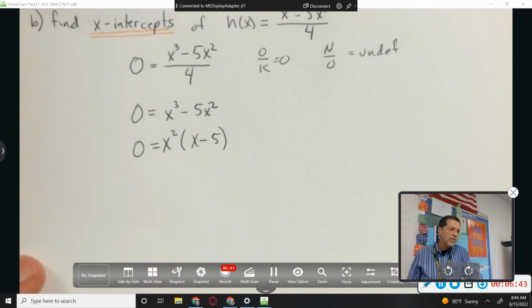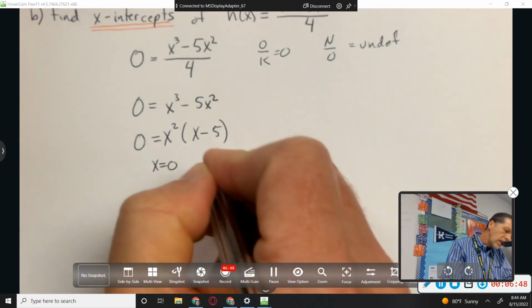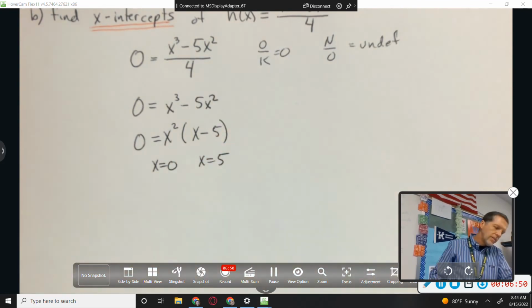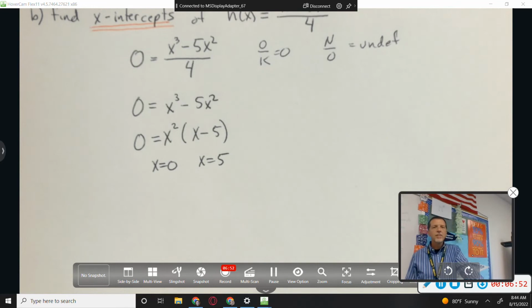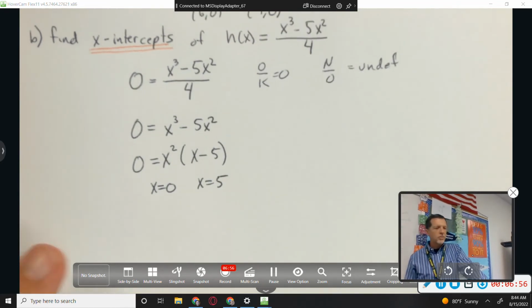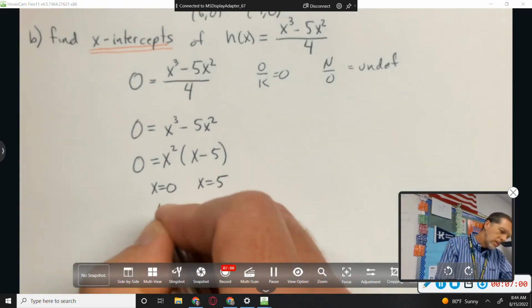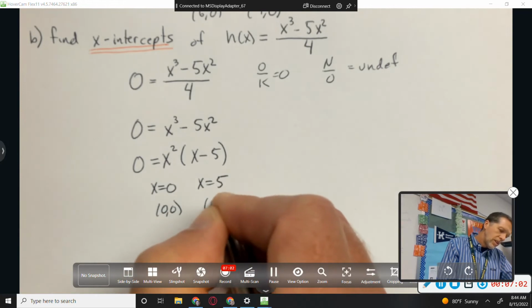And then set each of the factors equal to 0. So x equals 0 and x equals 5. But I don't want my answers like that. The whole point was we want to find the x-intercept. That's where y is 0. So 0, 0, and 5, 0.